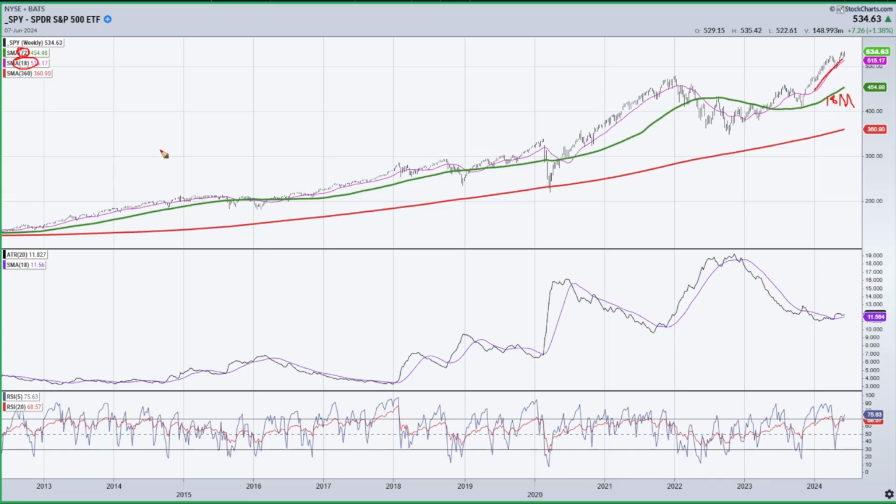You're going to get a lot of the same readings off that. And then not quite as accurate, but pretty close is the 360 moving average on a weekly, which is essentially the 18 on a quarterly chart.